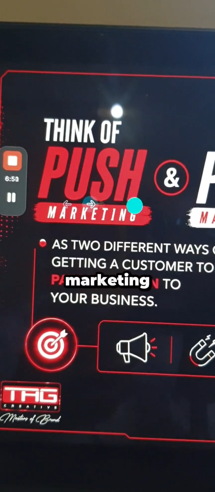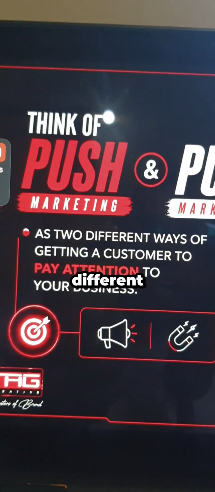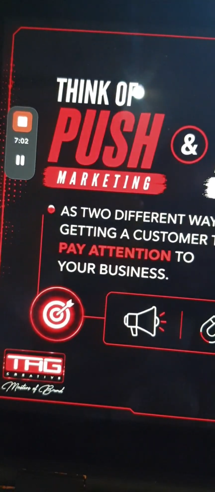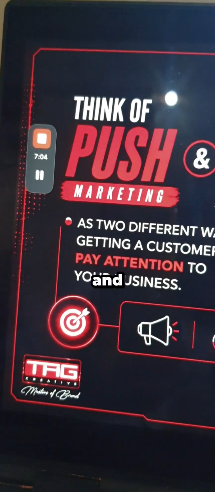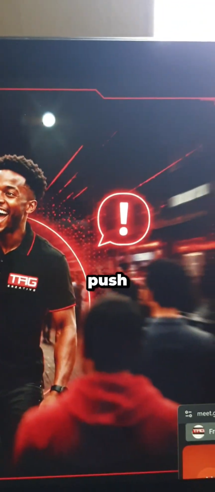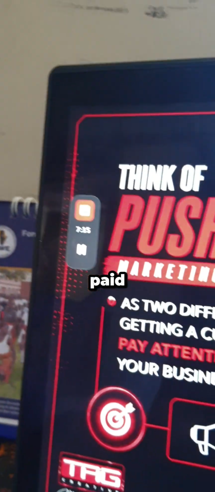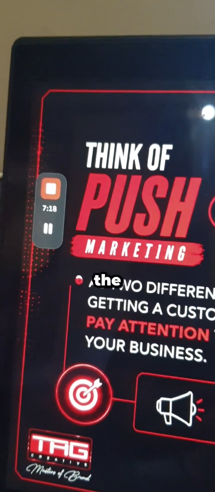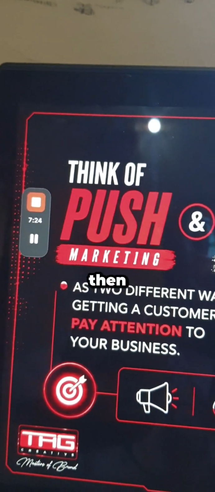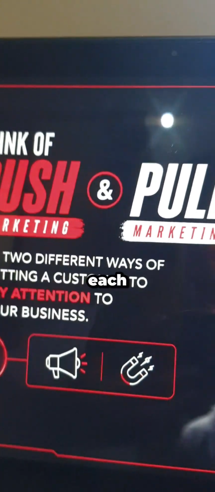Think of push marketing and pull marketing as the two main ways to get a customer to pay attention to a business. Push and pull marketing can either be organic or paid. Today we are going to look at the differences between these push and pull marketing tactics, and then also the benefits and examples of each.